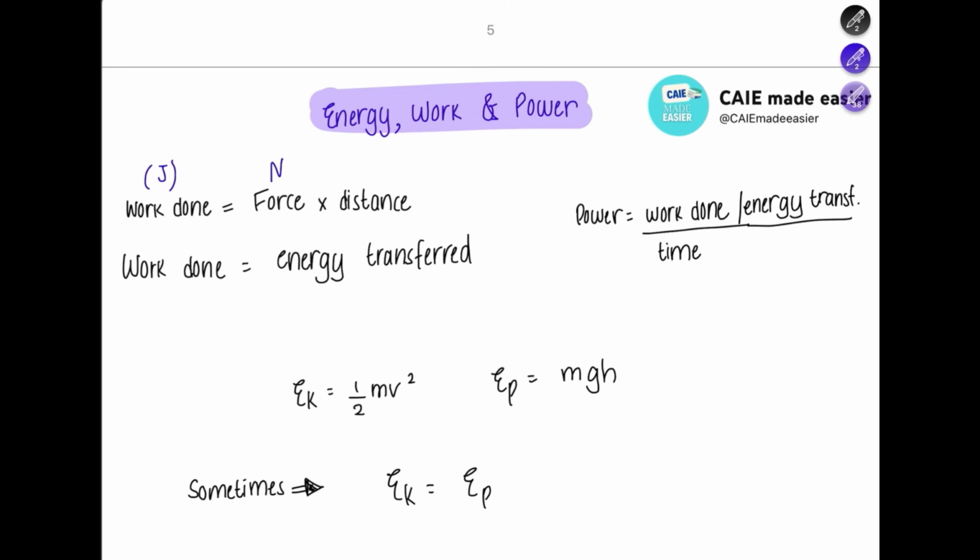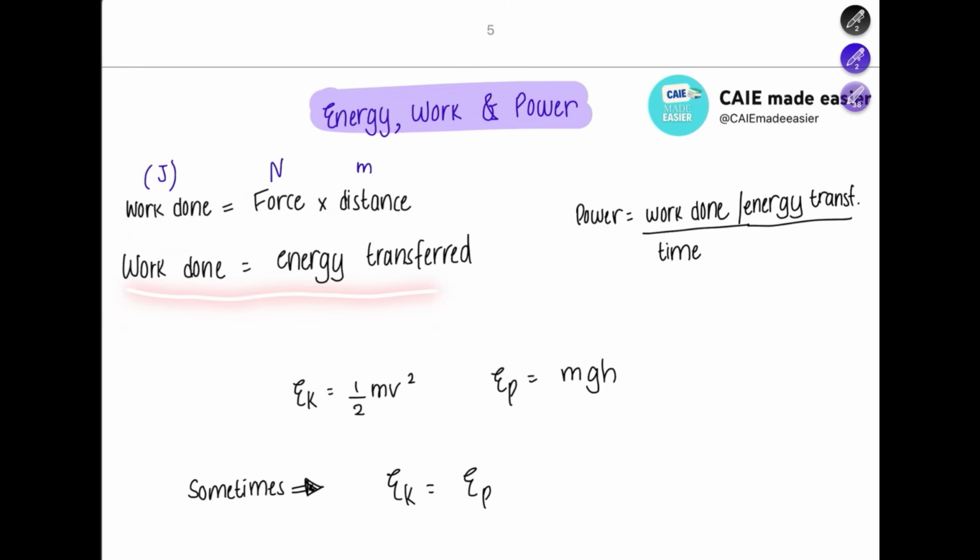Force is in newtons and distance is in meters. They also have other units, so convert them appropriately. So work done equals, when you apply a certain force, the distance that is moved by an object. Now in some cases, for example, if you're pushing a wall, you are applying force to the wall, but the distance is 0. The wall does not move. So in that case, work done is going to be 0.